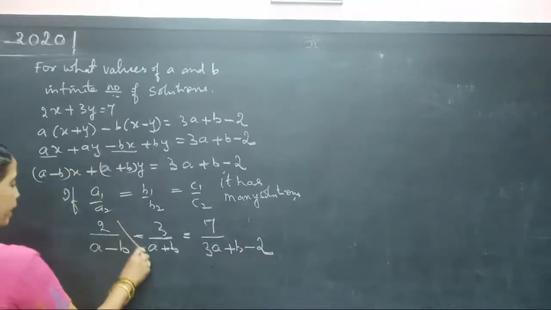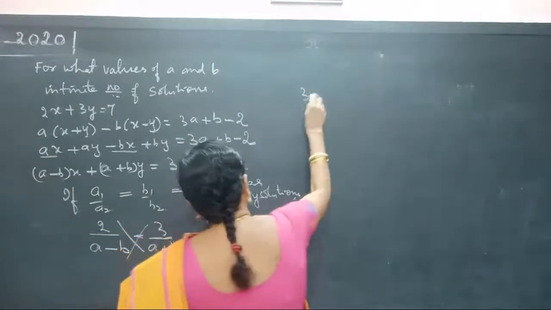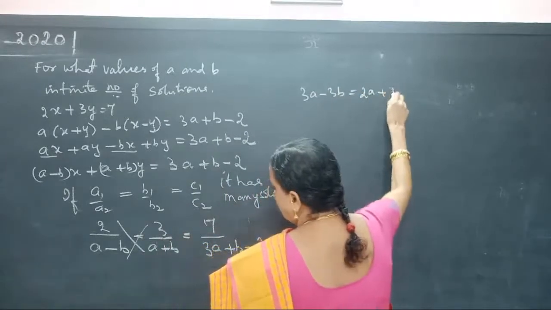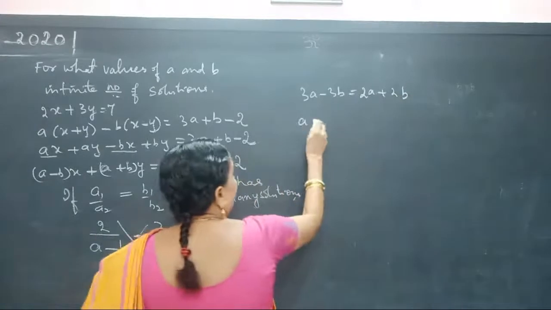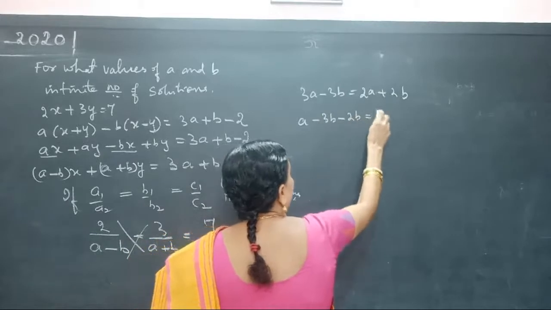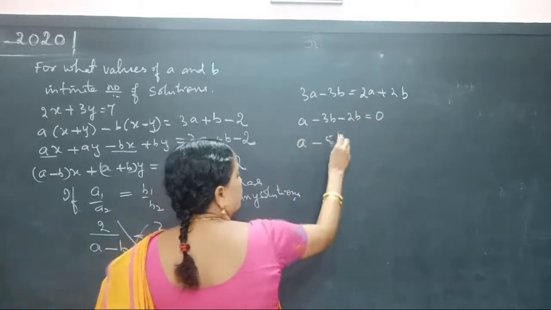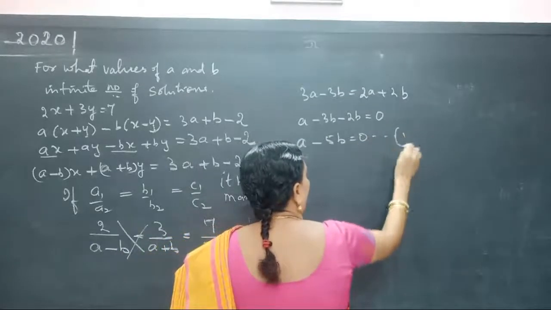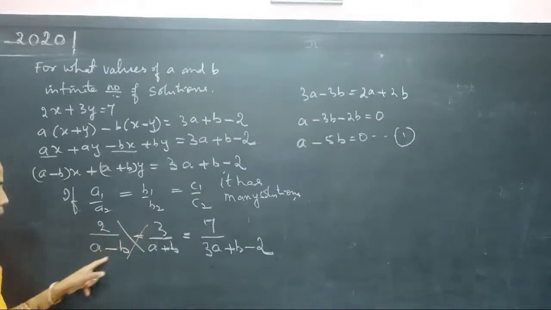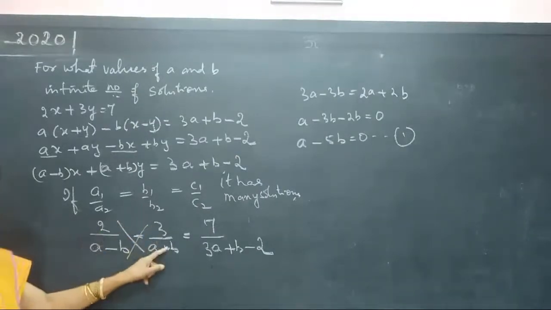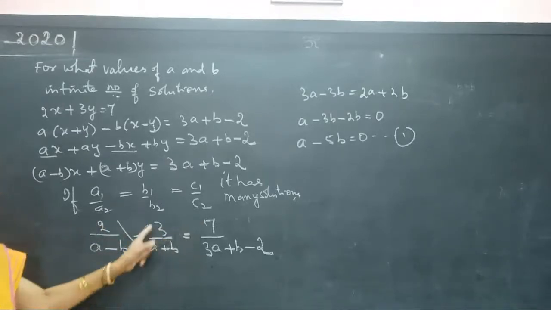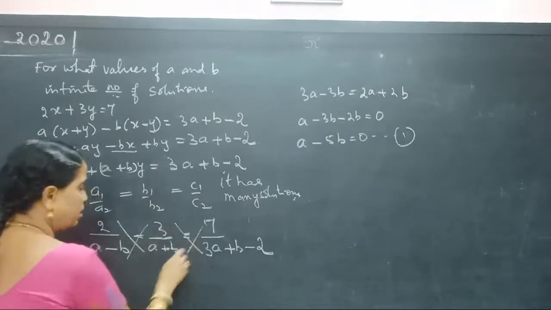Do the cross multiplication. What you get? 3A minus 3B equals 2A plus 2B. A minus 3B minus 2B equal to 0. That is A minus 5B equal to 0. This is the first condition we got by cross multiplying: 2 into A, 2 into B, 3 into A, 3 into B. Now do the same thing for the other two ratios like this. What do we get?